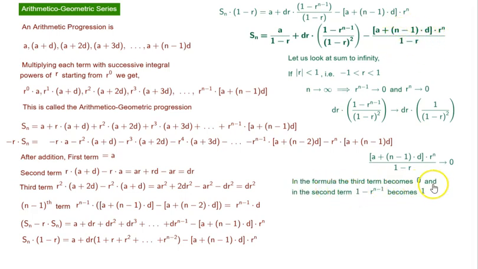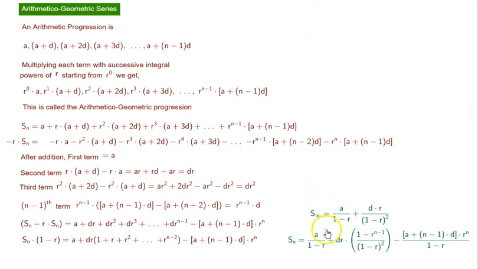In the formula, the third term becomes 0, and in the second term, 1 minus r to the power of n minus 1 becomes 1. So our formula for the sum to infinity is equal to a by 1 minus r plus d times r by 1 minus r square. And we already have this formula. Using this formula, let's solve an example.